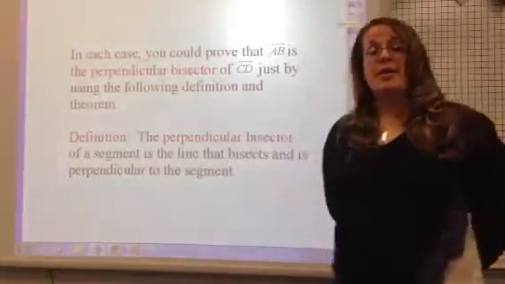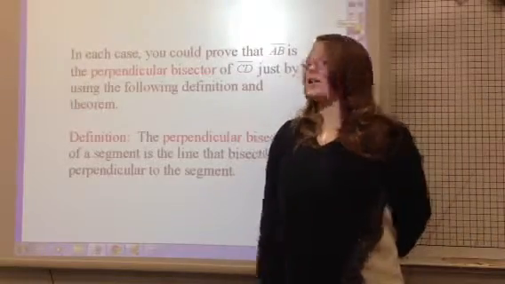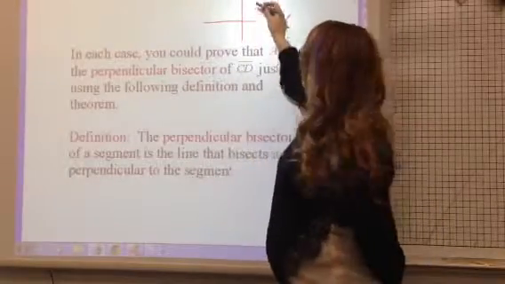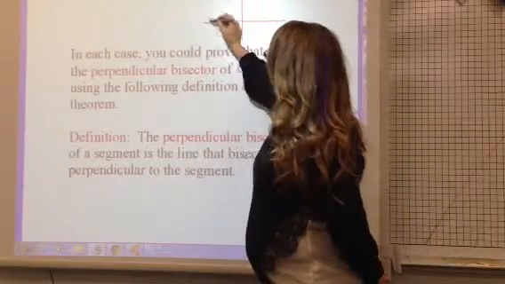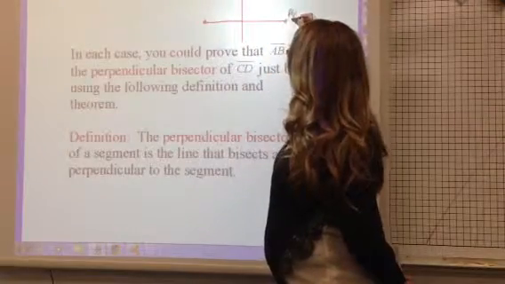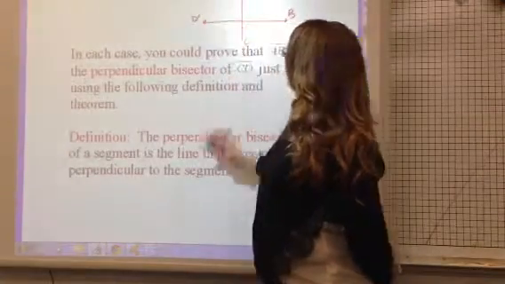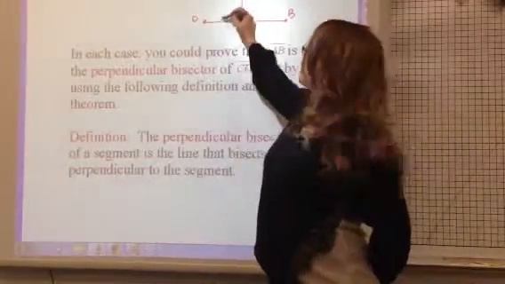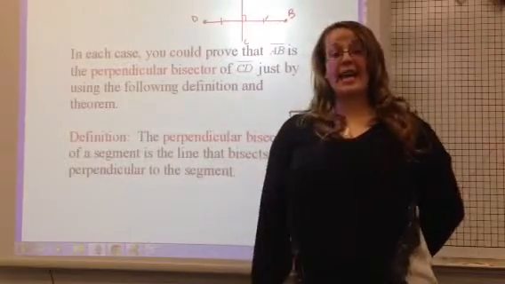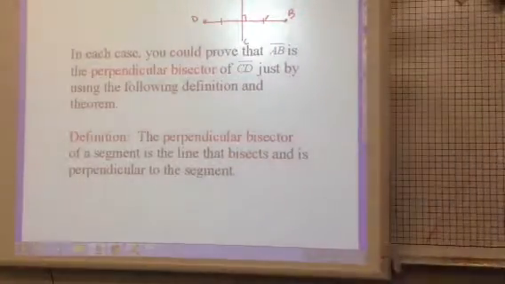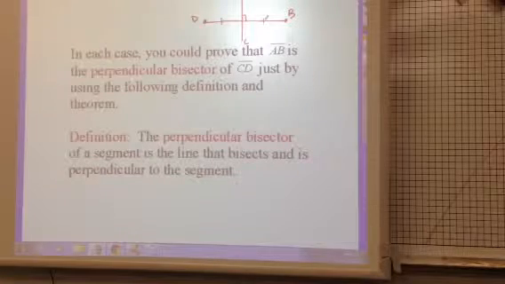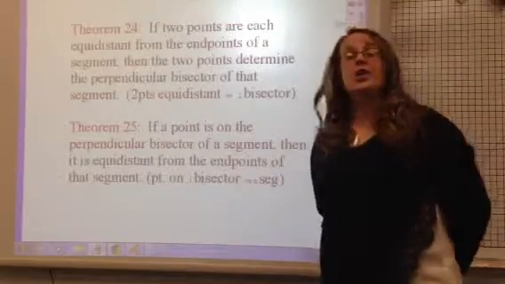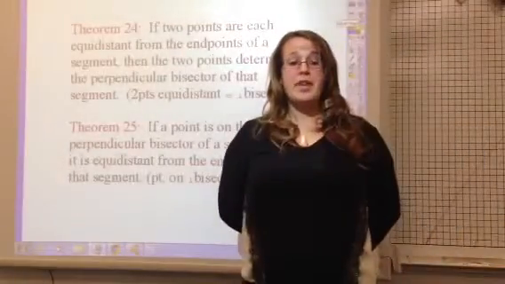Okay, now let's talk about a perpendicular bisector. Just like how the name sounds, the perpendicular bisector is both perpendicular and bisects that side. We're going to use equidistant and we're going to use perpendicular bisectors.